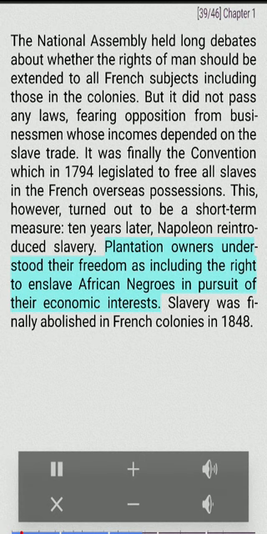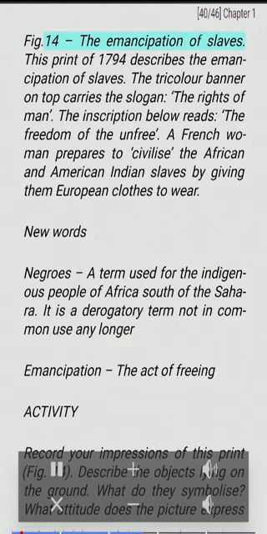This, however, turned out to be a short-term measure. 10 years later, Napoleon reintroduced slavery. Plantation owners understood their freedom as including the right to enslave African Negroes in pursuit of their economic interests. Slavery was finally abolished in French colonies in 1848. Fig. 14. The Emancipation of Slaves.